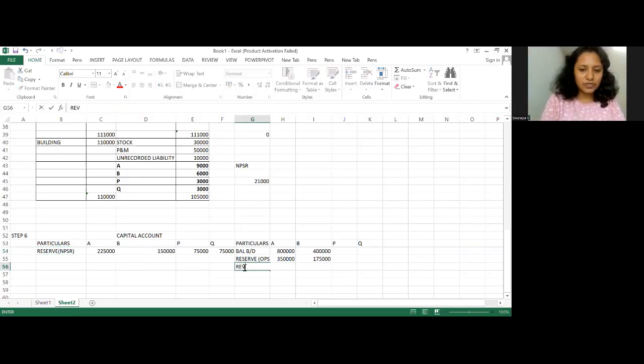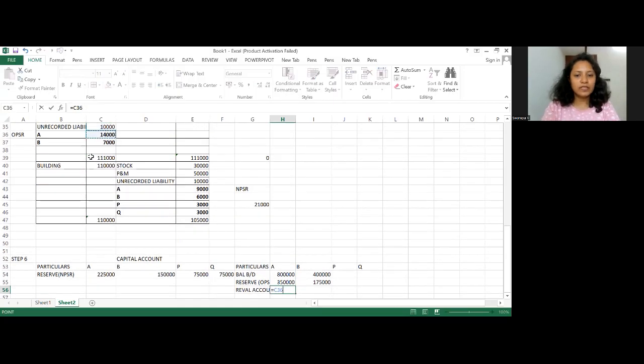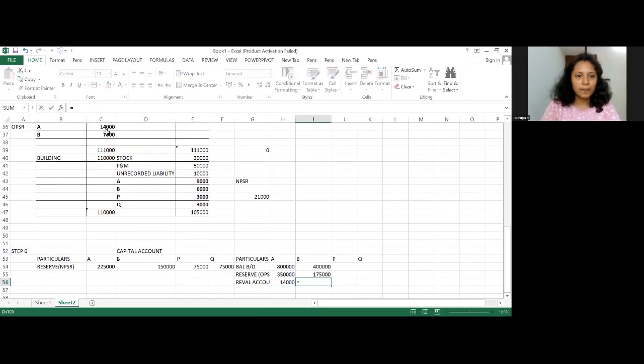Distribute our revaluation profit or loss. So revaluation account, first we have to distribute the profit in the old profit sharing ratio and then adjust it again in the new profit sharing ratio.